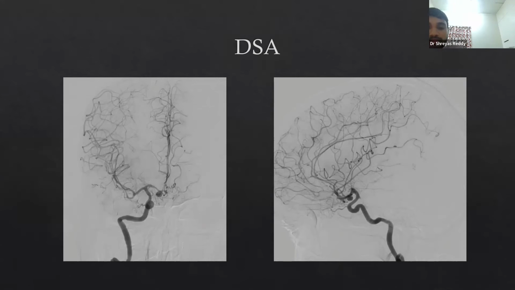And what is pseudo SAH? On imaging, you can have edema. The brain is in severe edema, and the blood vessels in the dural sinuses look very dense. So that will look like SAH. Okay, that is pseudo SAH.